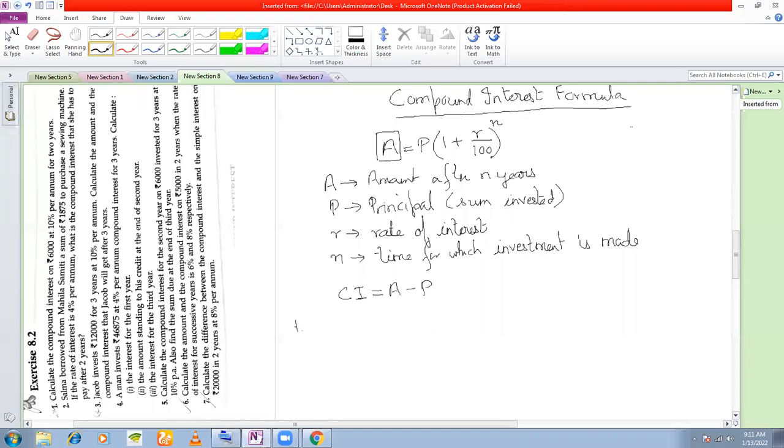Okay. So the same sum from compound interest formula. Here, principal is 6,000 rupees, invested at the rate of 10% per annum, right? And it is invested for 2 years. That means n, time, is equal to 2. Okay. Let's put it in the compound interest formula. Therefore, amount after 2 years.